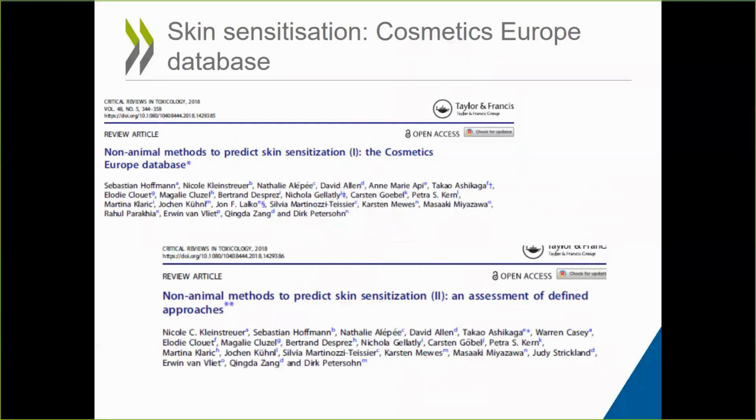And the defined approaches that are described in that publication are the 12 case studies that were included in Guidance Document 256. So these are companion papers. They were published in Critical Reviews in Toxicology in 2018, and this is really foundational information on this project.